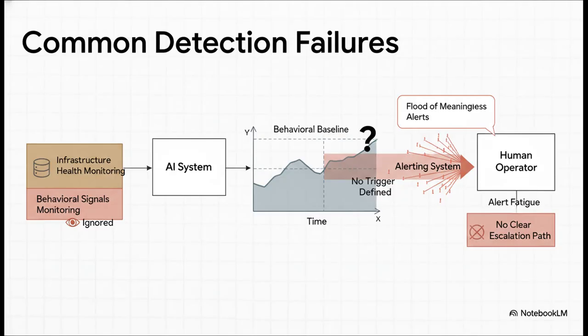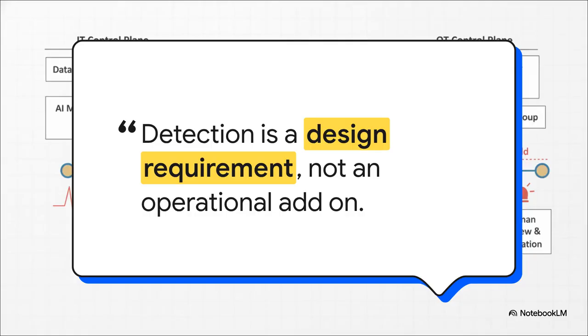When auditors or incident responders go back and look at systems that failed, they find the same mistakes again and again. People were monitoring if the server was on, but not if the AI's behavior was sane. They failed to define a clear line between what's normal and what's a problem, or they got bombarded with so many meaningless alerts that the humans just started ignoring all of them. Sound familiar? This is so critical, it is absolutely worth saying again, because this changes everything about how you build these systems. Detection is a design requirement, not an operational add-on.